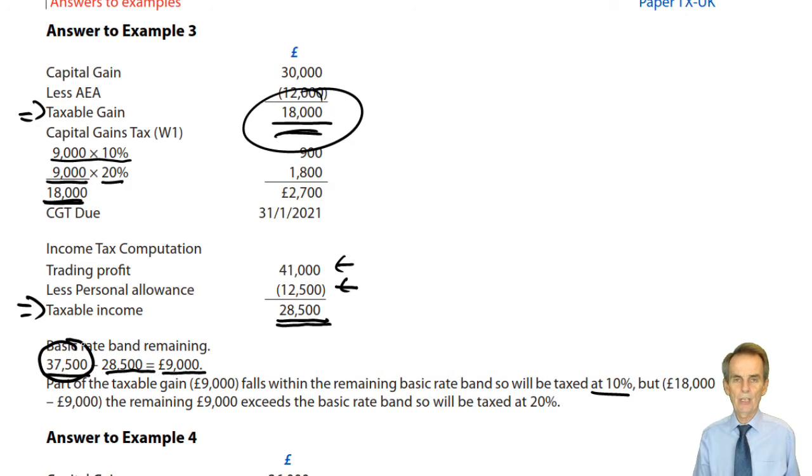There'll be no relevance here for us in CGT in terms of extending any higher rate band. Once we go above the basic rate band limit, it's 20% in relation to CGT here. If dealing with residential property, it would be 28%. It doesn't get any bigger than that. So as soon as you go above the basic rate band available, that's it, you move to the higher rates.